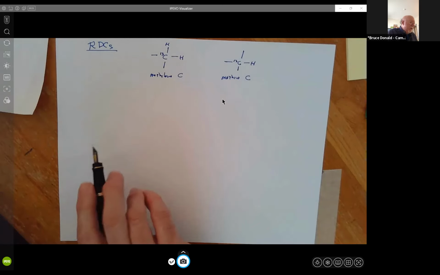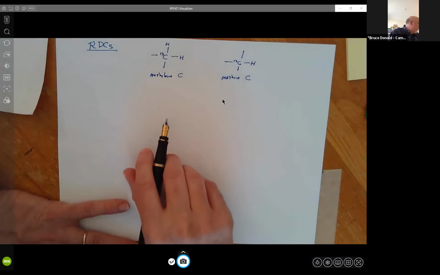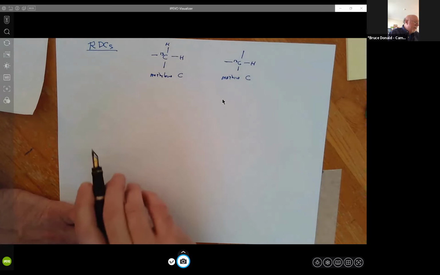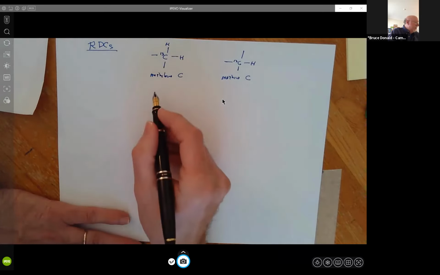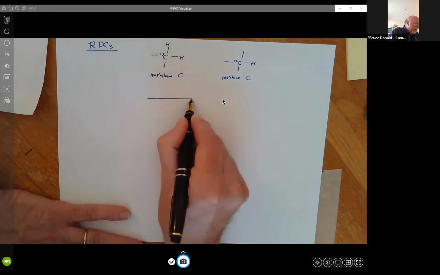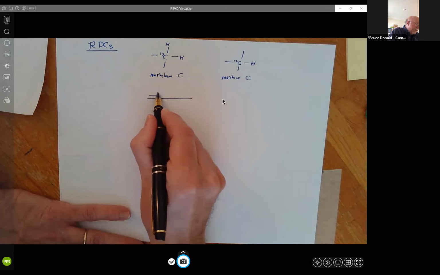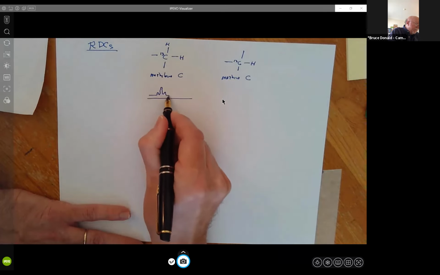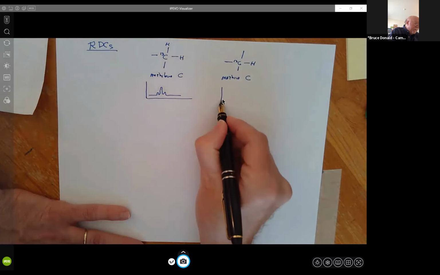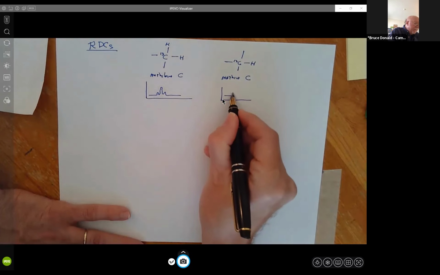If you record a one-dimensional NMR spectrum here, you can see the effect of the attached proton resonances on the C13 resonance. So roughly speaking, and I'm not a great artist, this one will have three peaks here, something like that. And this one here will have something like 2 peaks.